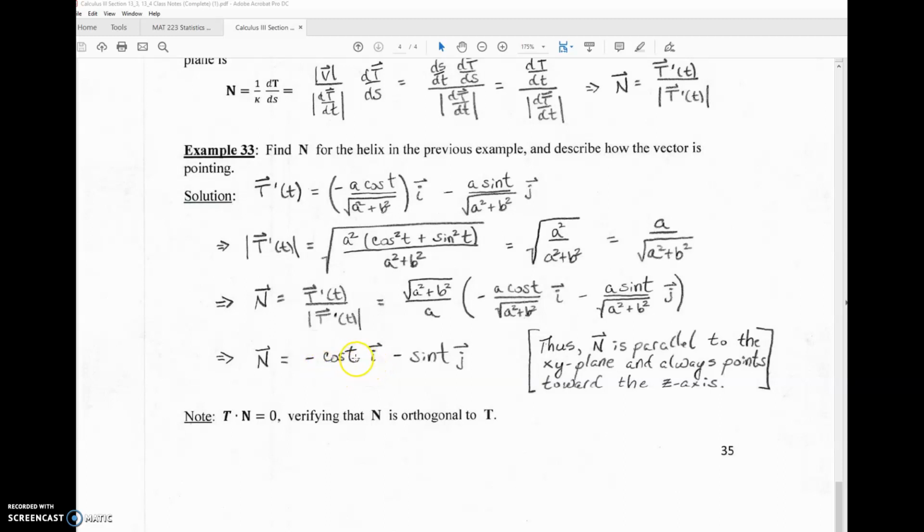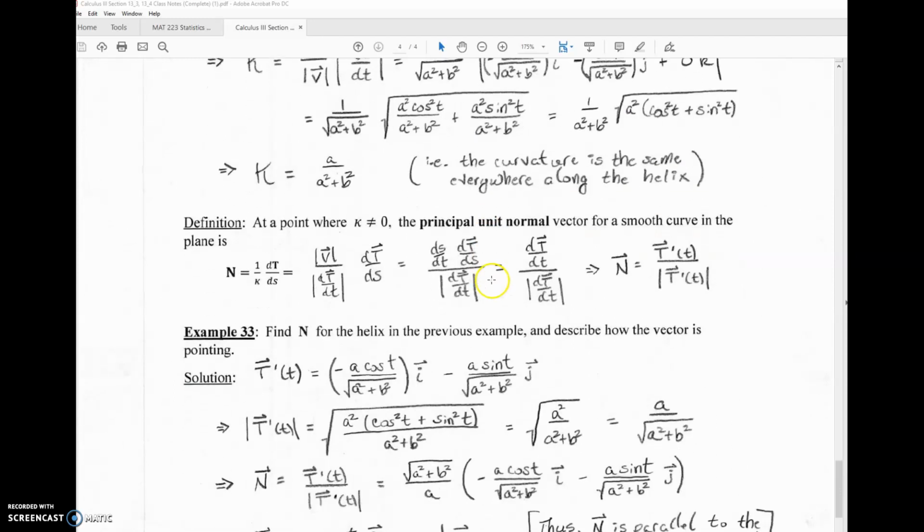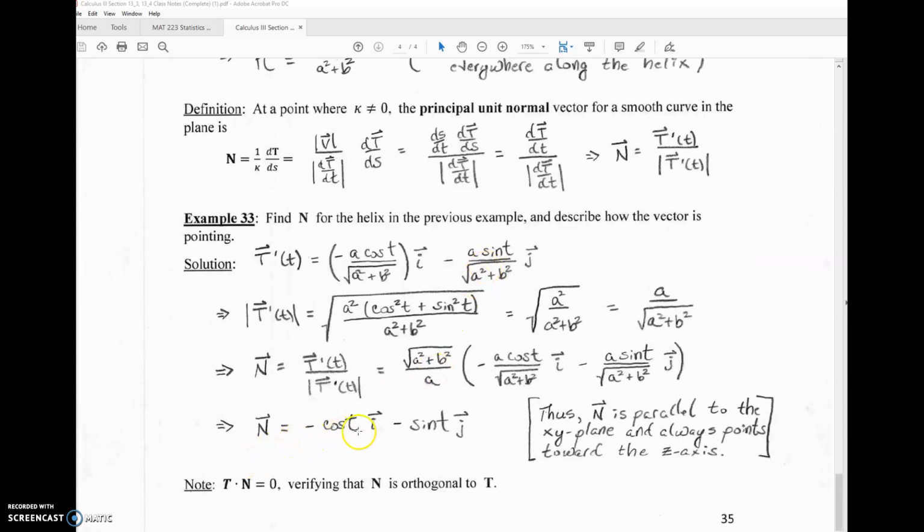So what does this look like? Imagine we had this helix. If you go back up to the top of the page, we had this helix, which is a circle with a radius of a, parallel to the xy plane, and climbing the z-axis. I had you thinking about a hang glider that was climbing up, with some kind of updraft bringing it up, circling around the z-axis. This unit normal vector is always parallel to the xy plane. There's no z component, and it always points directly at the z-axis.